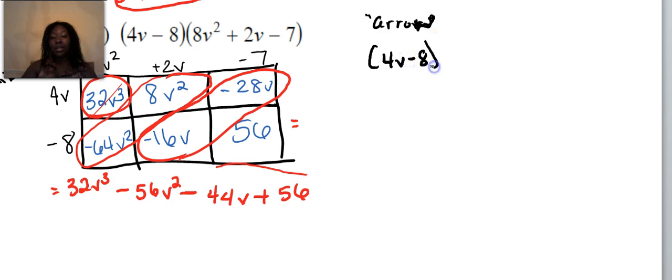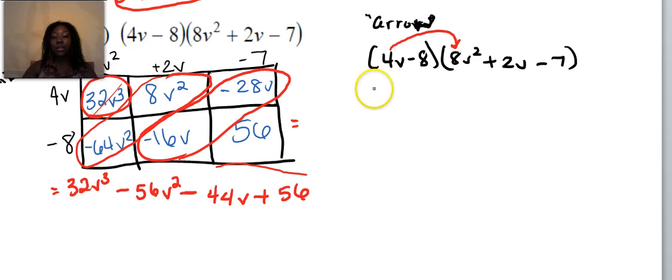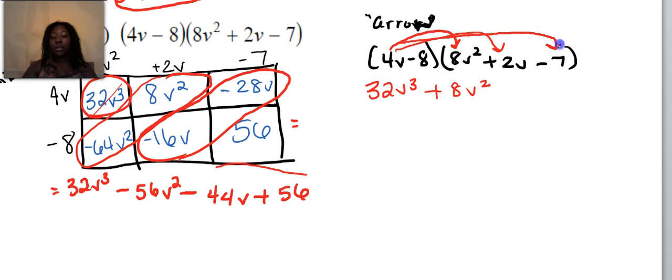4b minus 8 times 8b squared plus 2b minus 7. Distribute the first times all of the next one. So 4 times 8, 32b cubed. 4b times 2b is 8b squared. 4b times negative 7 is negative 28b.